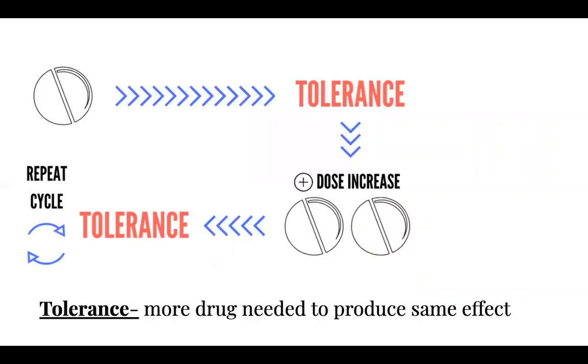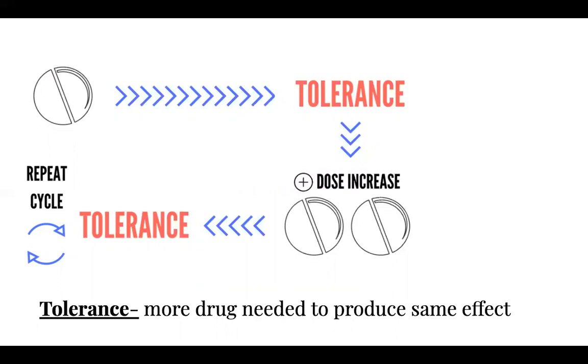Another thing to think about is tolerance. So this is very big with opioids. So let's think somebody is getting hydrocodone, like Norco or Vicodin. They have knee pain. Say this is 1990. They're prescribed hydrocodone. They take one pill. It makes their knee pain better. They're not in as much pain.